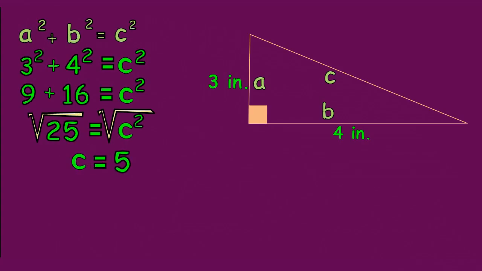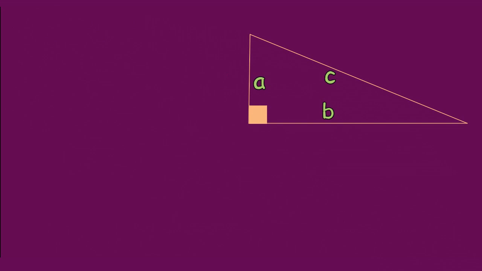Let's try another example. For this triangle, we have two side lengths of 5 centimeters and 8 centimeters. We have to find the third side. Once again, we know this is a right triangle because the right angle has been identified by the little square. Across from the right angle is side C. The other sides can be labeled as A and B. If we label the 5 centimeter side as A and the 8 centimeter side as B, we can use the Pythagorean Theorem to find side C.